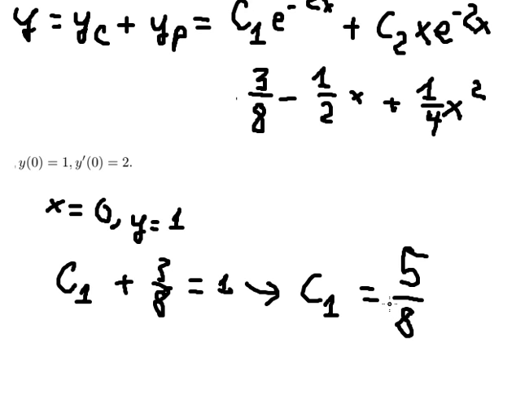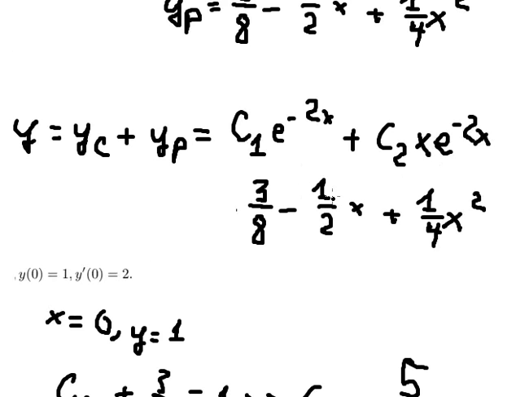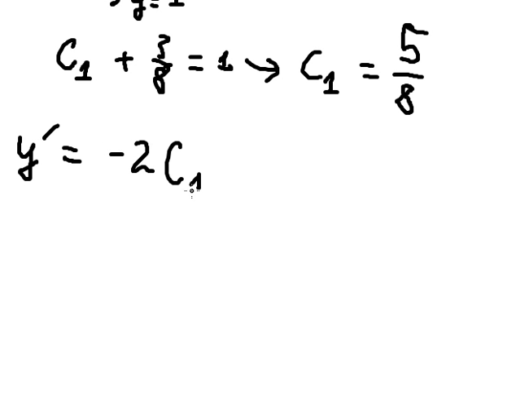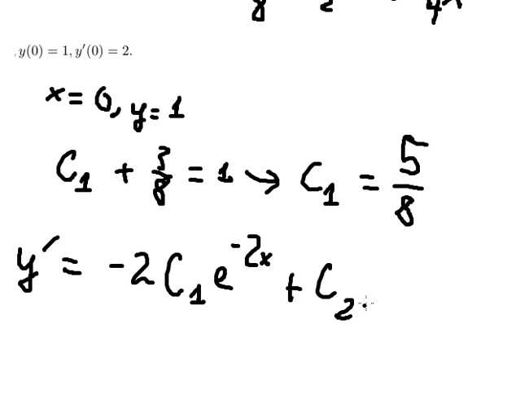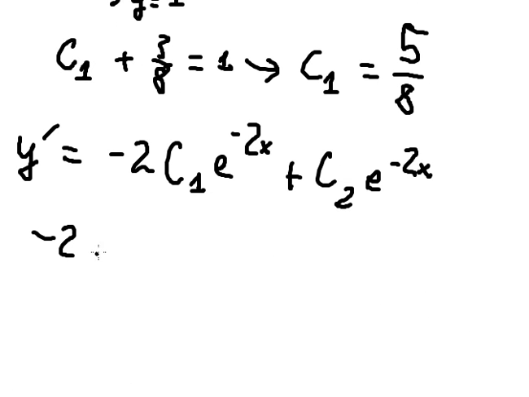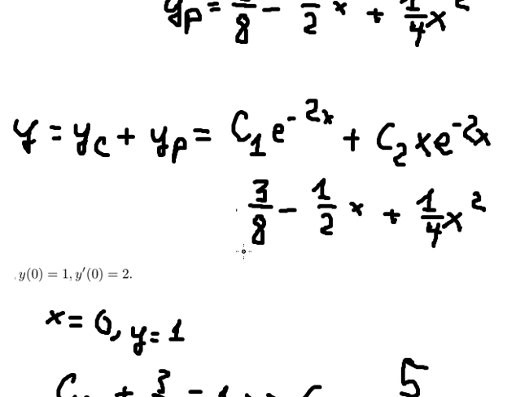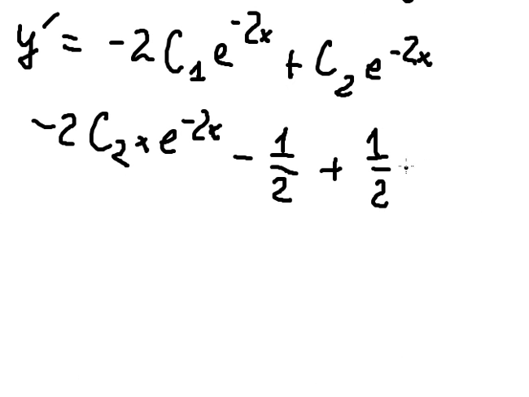After we got 5 over 8, we can go to C number 2. So in this one, we need to do the first derivative of y. So this one we have negative number 2, C number 1, e to the power of negative 2s. This one, we need to do the first derivative of s. So we have number 1. Later, we need to do the first derivative of e to the power of negative 2s. So we have negative number 2, C number 2, s, e to the power of negative 2s. This one, that is the constant, so you got number 0. The next one, we have negative 1 over 2. The next one, we have 1 over 2s.